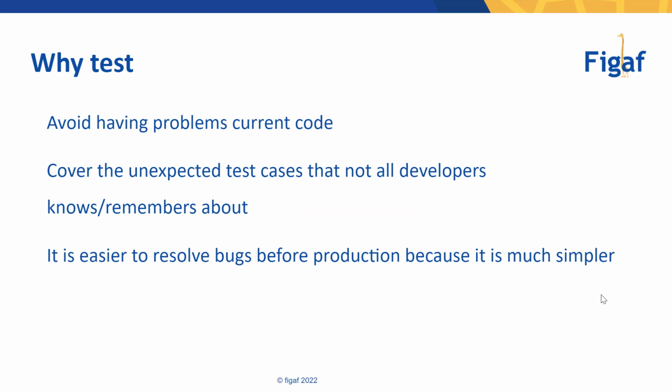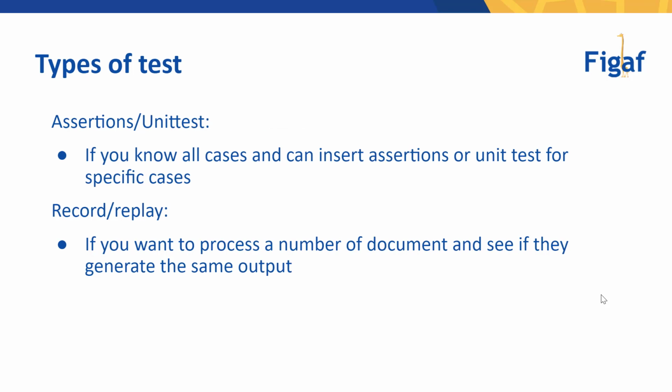But this is the thing that you want to avoid: so avoid having problems in the current code. Understand that there are all of these different cases that developers don't recognize they need to handle, and it is a lot easier to resolve bugs before you move data into your productive system. I think that is one of the main takeaways, and you don't need to do as much testing in that process.